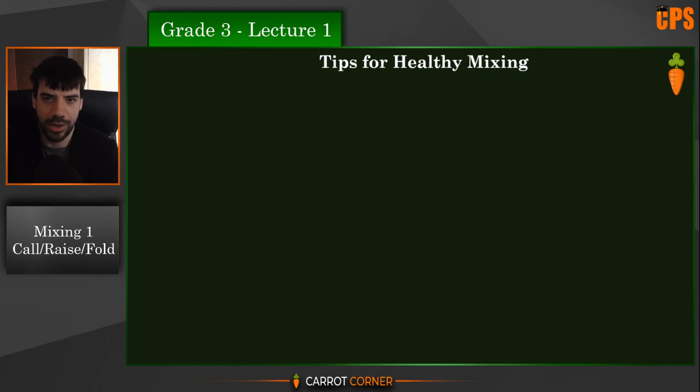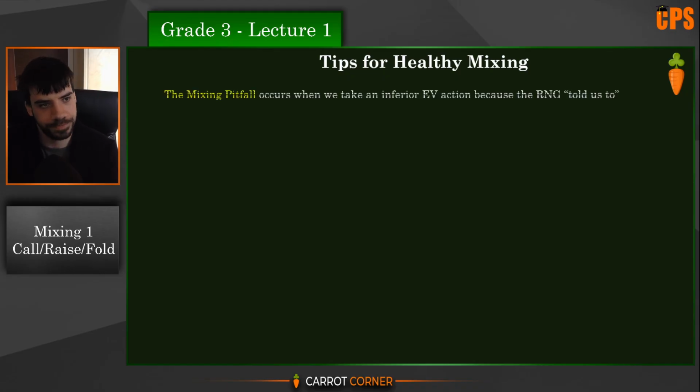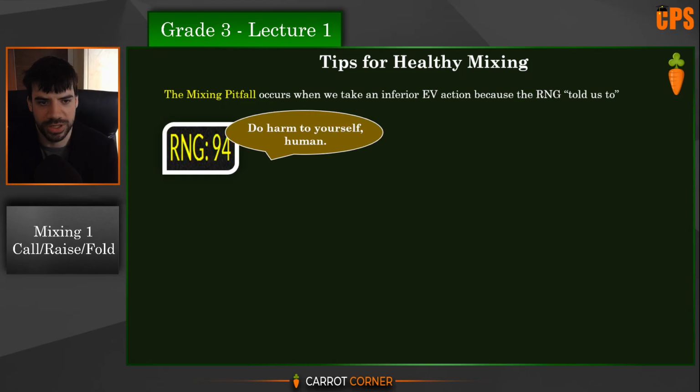Some tips for healthy mixing now to wrap up the video. Let's get a little bit more general. The mixing pitfall. This is a very common thing I see, and this tends to occur when we take an inferior EV action because the RNG told us to. What does this mean? The RNG told us to do it. Do harm to yourself, human, says the RNG when it rolls high, in a spot where you should never be betting. The pitfall here is to actually assume things are mixes when they're not.